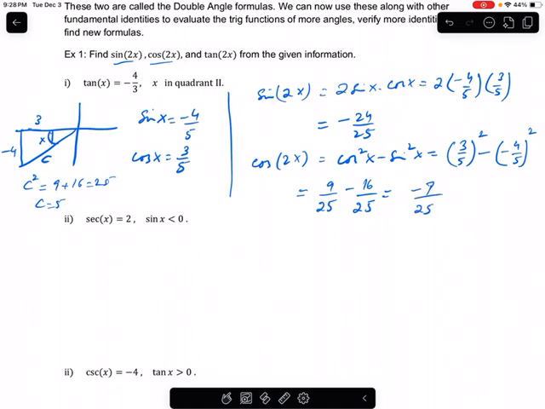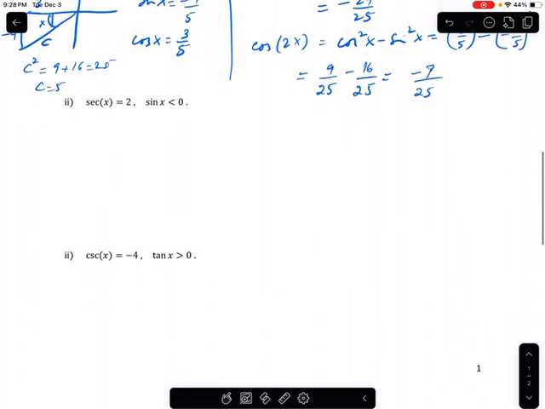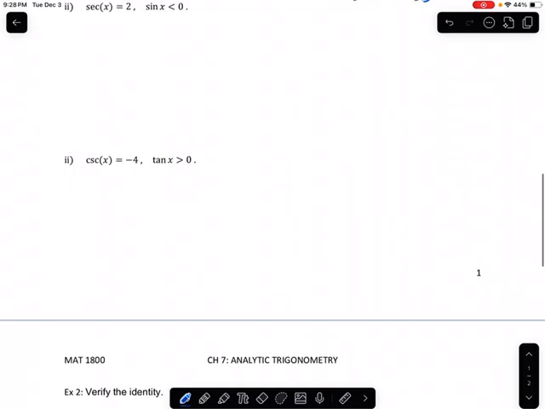I came into the territory of the next problem.